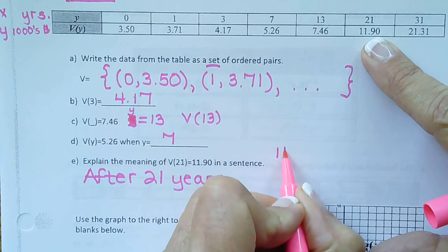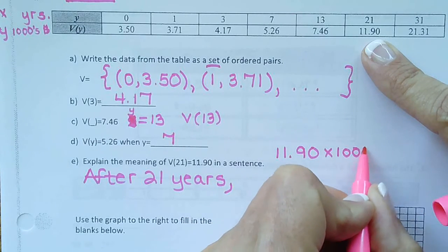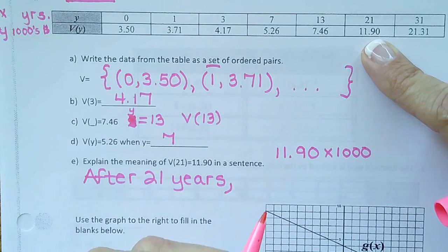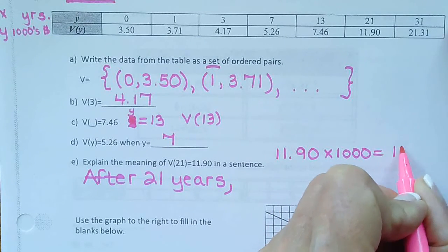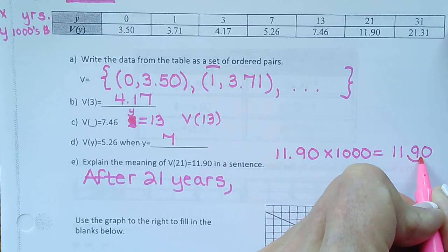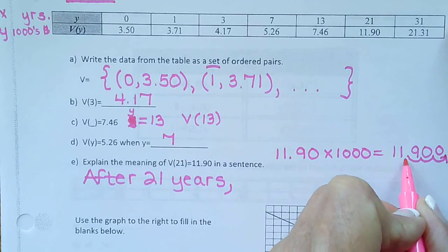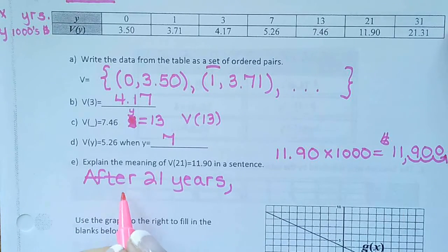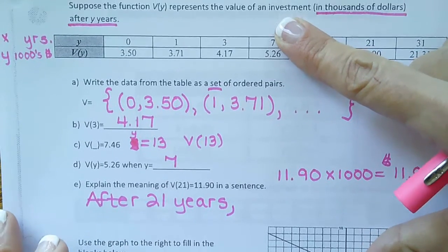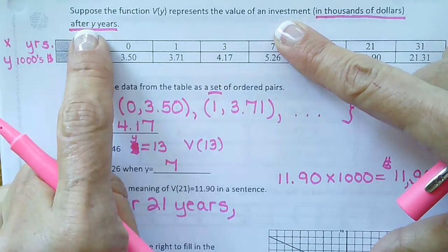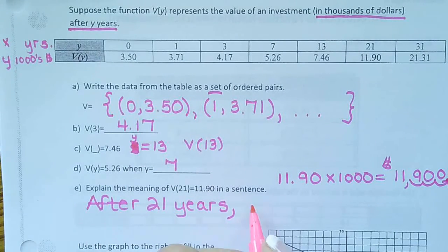So you have to take the number. So it's 11.90. And when you multiply by 1,000, because that's what in thousands means, you can do it on your calculator if you want, or you can remember that 3 zeros moves it 3 places. So it would be 11.90, move it 3 places. So that turns into $11,900. So after 21 years, the investment, so use words from your problem. After 21 years, the investment is now worth $11,900.